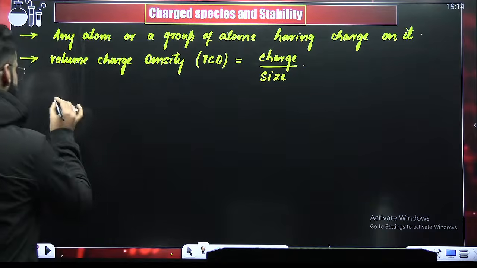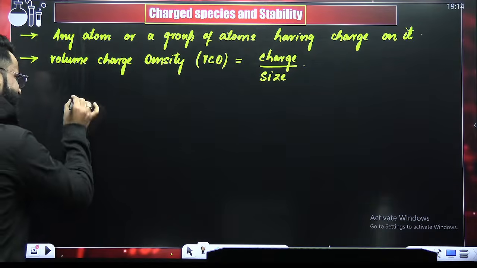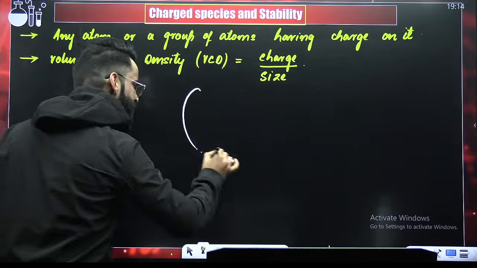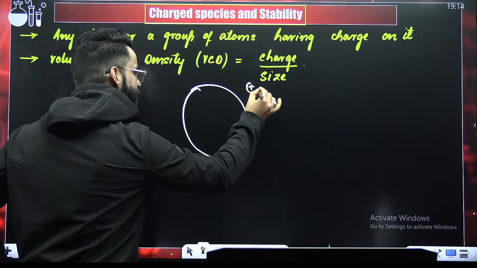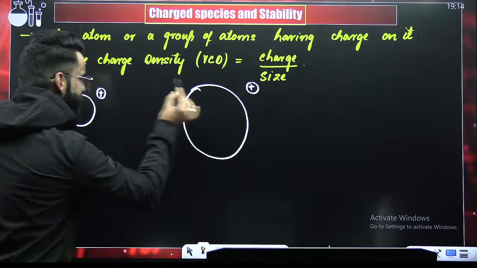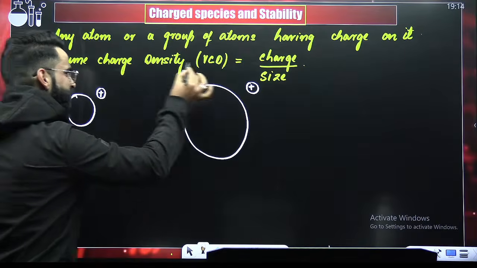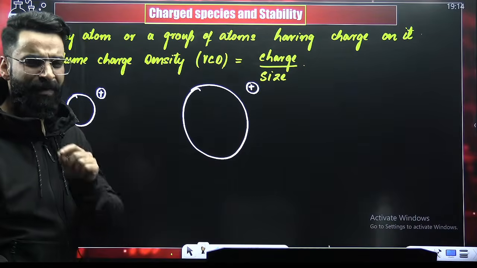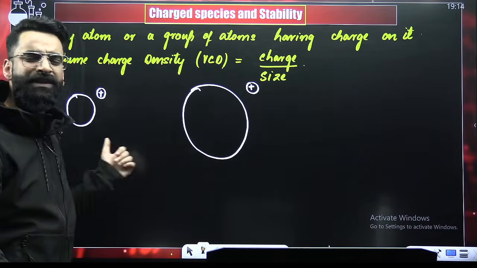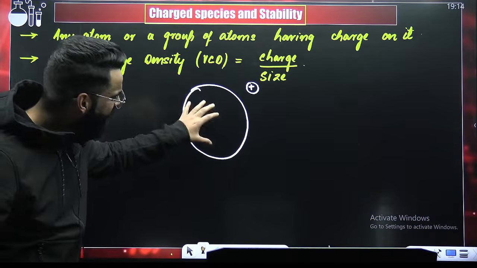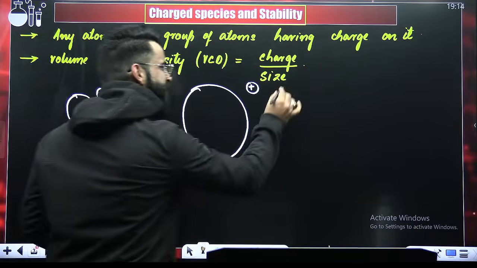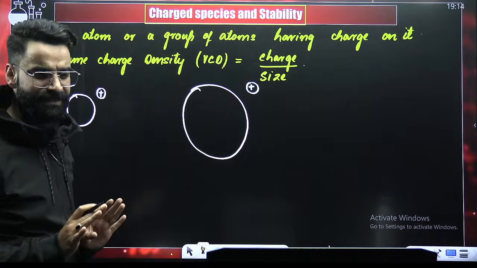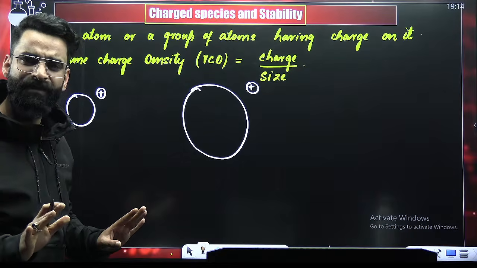So, for example, just to make you understand, let's say this is an atom carrying a charge. This is one more bigger sized atom carrying a charge. Let's say the magnitude of charge on both the species is the same. But if I ask you, is the size of both the species same? No. Size of this particular species is more. And more the size of the species, lesser will be the volume charge density. As simple as that.